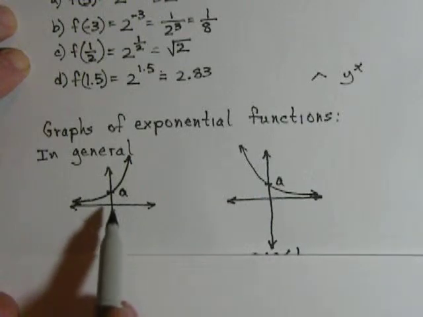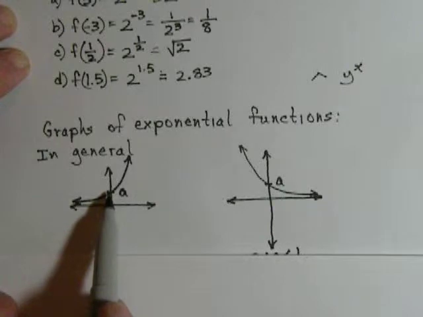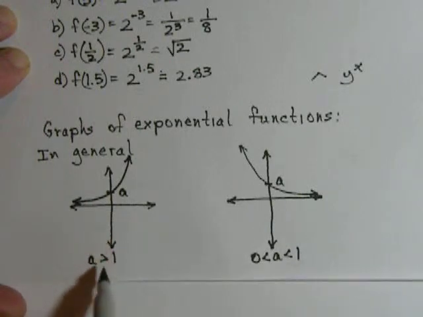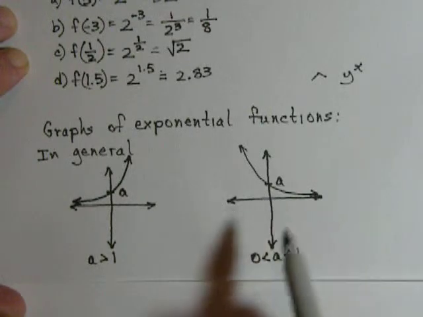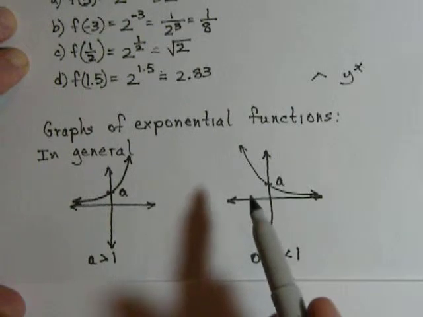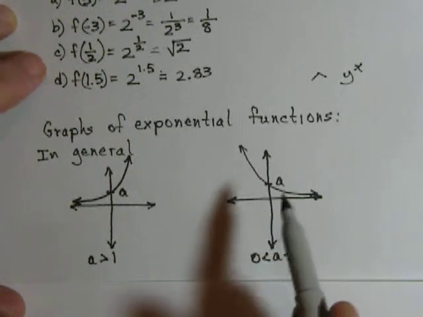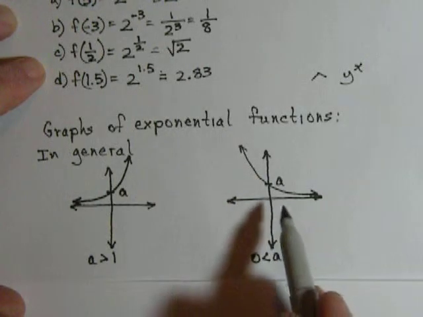So the graph is going to look something like this. Whatever a is, that's going to be your y-intercept. And it's going to be an increasing function. So it's going to look basically like this if a is greater than 1. On the other hand, if a is between 0 and 1, then you basically have a fraction, as we did up in our example up there.